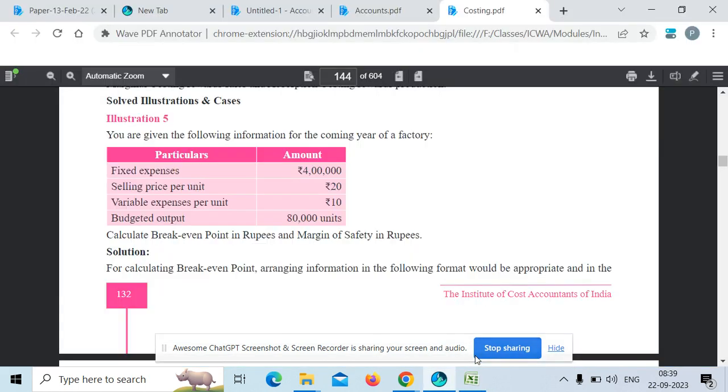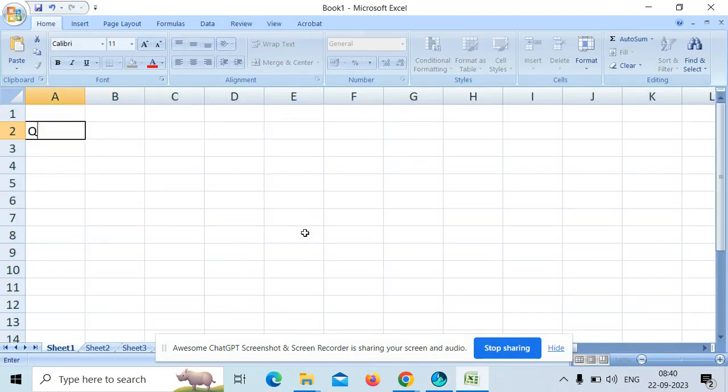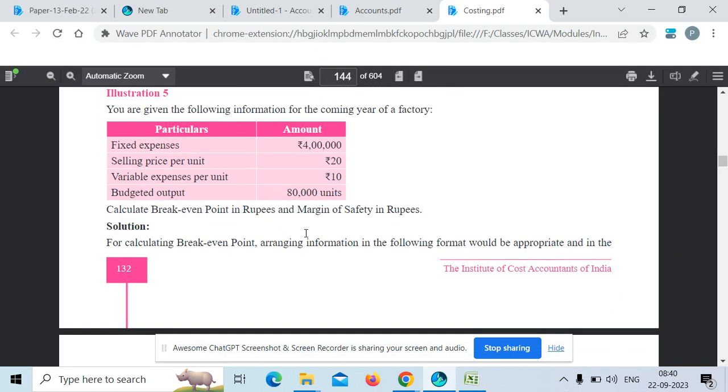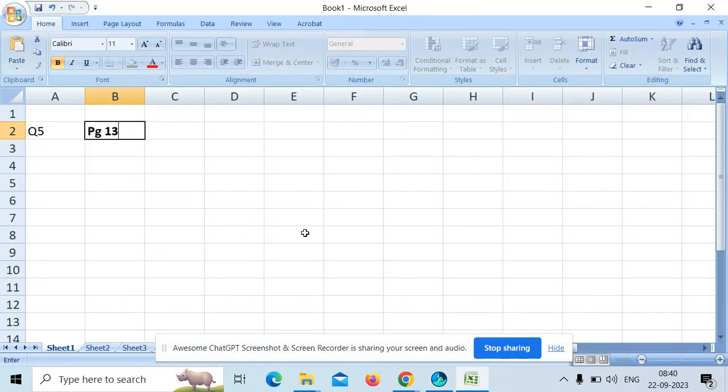Let us take illustration 5. You are given the following information for the coming year of a factory. Particulars, amount: fixed expenses 4 lakhs, selling price per unit rupees 20, variable expenses per unit rupees 10, budgeted output 80,000 units. Calculate break-even point in rupees and margin of safety in rupees. Let me note down the page number also. Page number is 132.